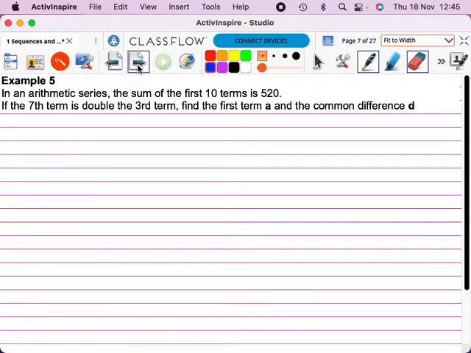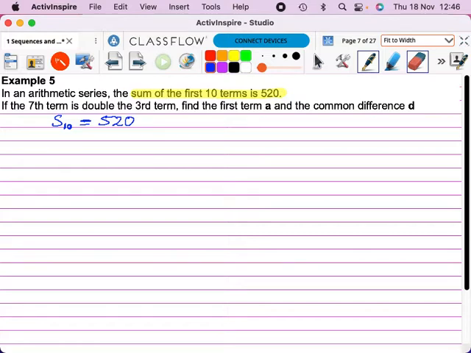Right, moving on. We're looking now at this question, and it's the same as before. Gather the information. Now, if we're gathering information, let's take a look at the question. Read it first. In an arithmetic series, the sum of the first 10 terms is equal to 520. So we write the information down. The sum of the first 10 terms is equal to 520.